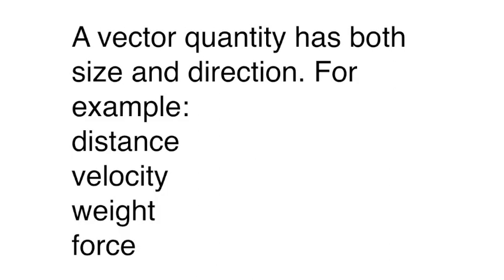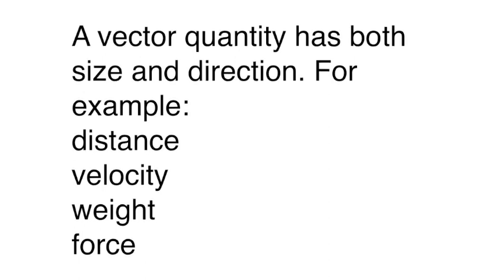A vector quantity has both size and direction. When giving a distance, we say how far and in which direction. Giving a velocity, we say what the speed is and in which direction we're going. Weight is a force which always acts downwards, and for any force, we give a direction in which it acts.